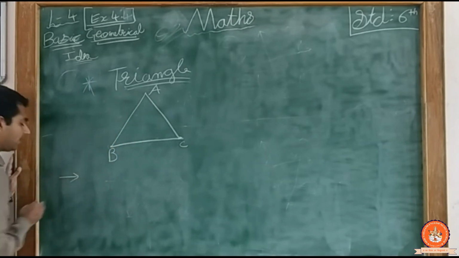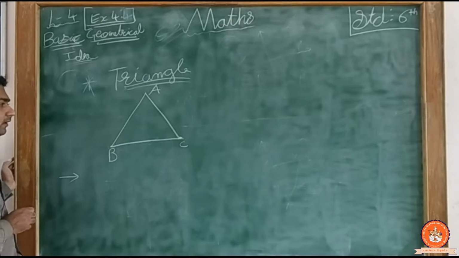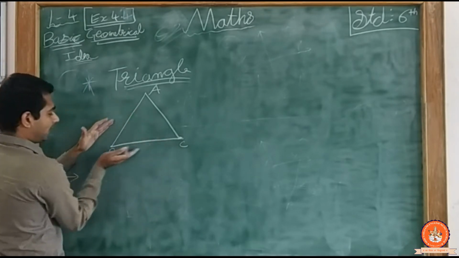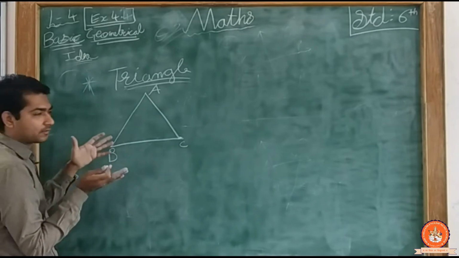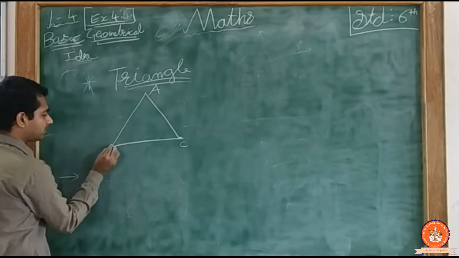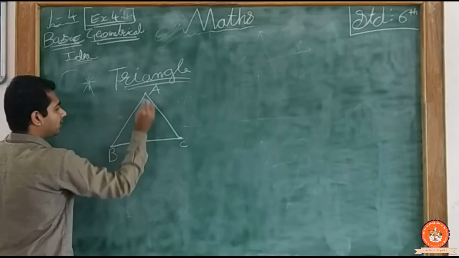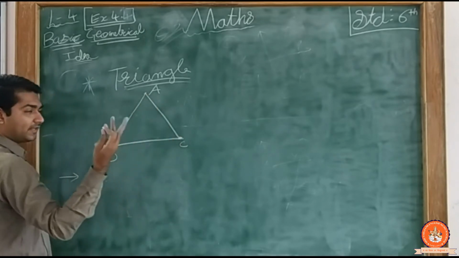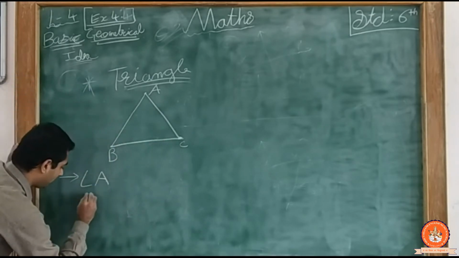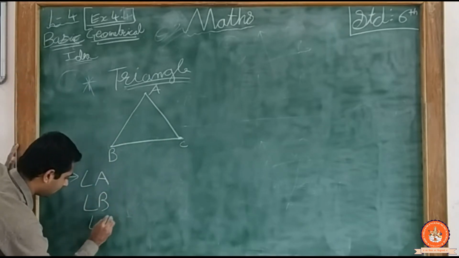Now if I have an angle, how will I define the angle? When two rays, or you can say two sides, have a single common point, that is called an angle. So this is my angle, this is my angle, and this is my angle. So there are three angles: angle A, angle B and angle C.